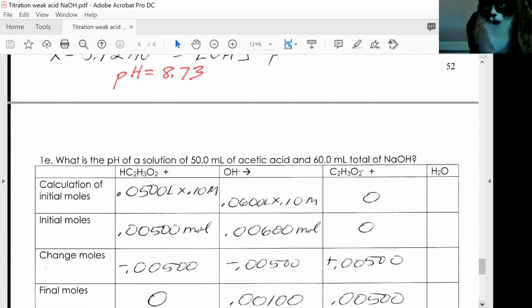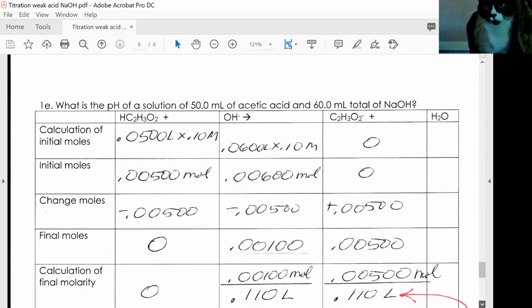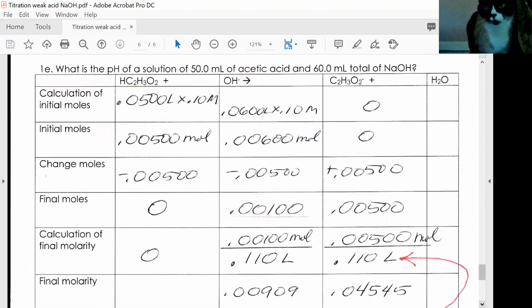Okay, same problem. We're still using acetic acid. We're still using sodium hydroxide. So we've got 50 milliliters of acetic acid and 60 milliliters of sodium hydroxide. So please go ahead and fill in the calculations of initial moles row. Then calculate your initial moles. So go ahead and copy that down.